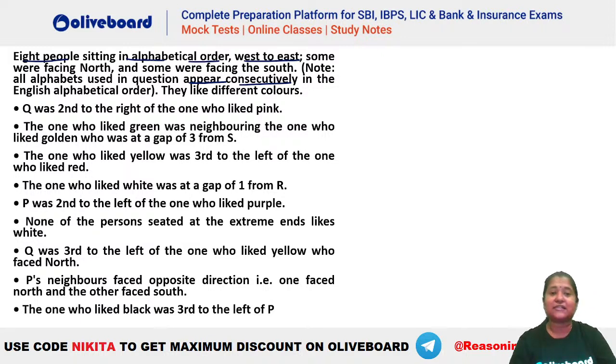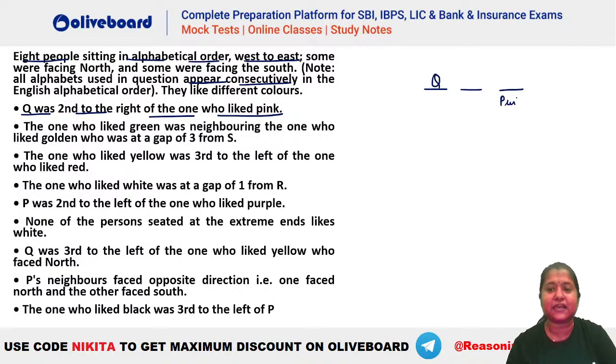ठीक है, so let's see what is given in the first line. It says Q was second to the right of the one who likes pink. So that means there are two possibilities. Either Q is second to the right of pink, can be like this. ठीक है, ये हो सकता है. अगर second to the right है यहाँ पर, मतलब this person pink will be facing south. And there is another possibility that Q is here and pink is here, and pink, the person who likes pink, is facing the north. ठीक है, either of the two cases, इन दोनों में से ही हो सकता है.